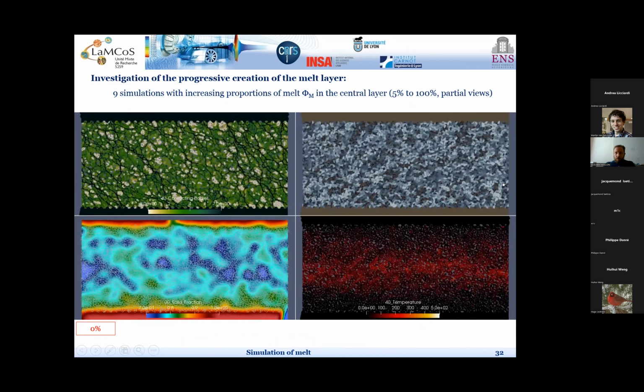This will be explained by the numerical results that are coming now. First, the friction coefficients on the interface. So these are the friction coefficients that we measure during the simulations for 4 different cases, with 10%, 30%, 60%, and 100% of melt in the layer. And you see that this friction coefficient clearly decreases when we increase the percentage of melt.